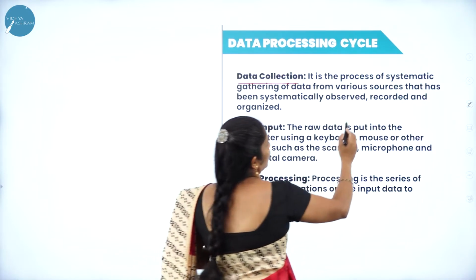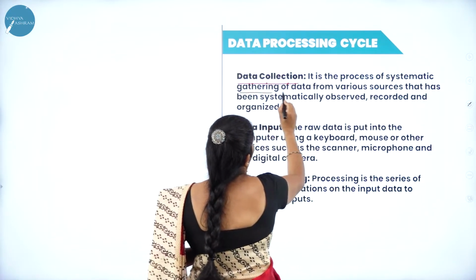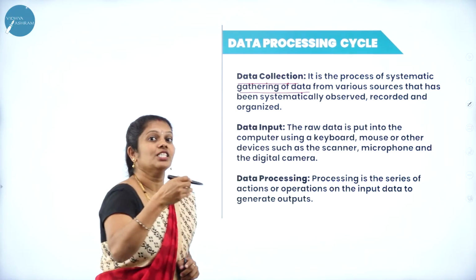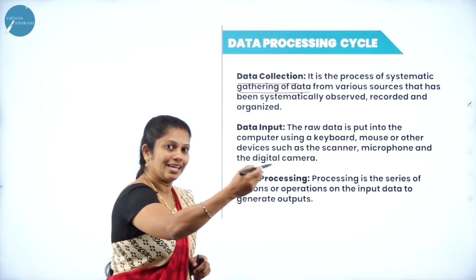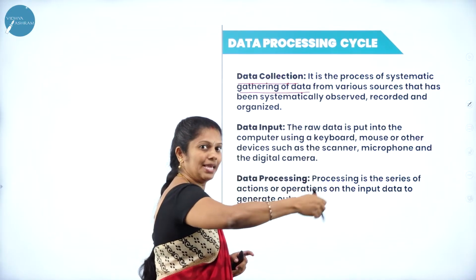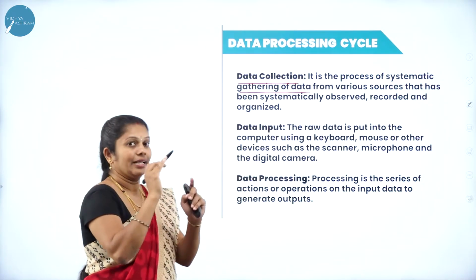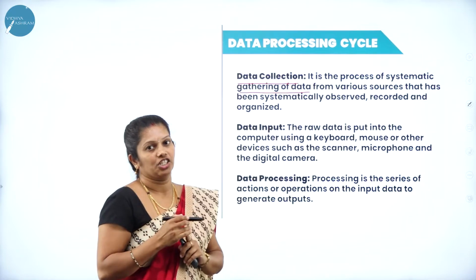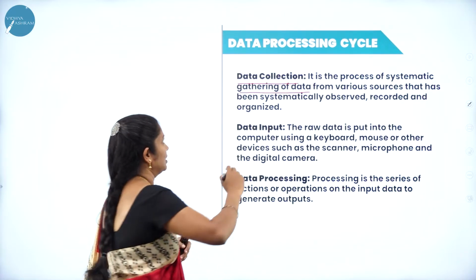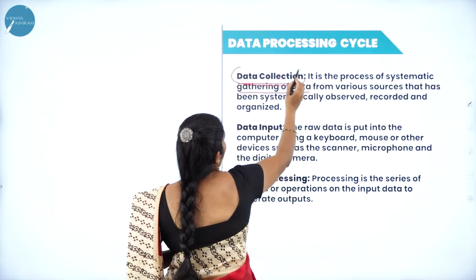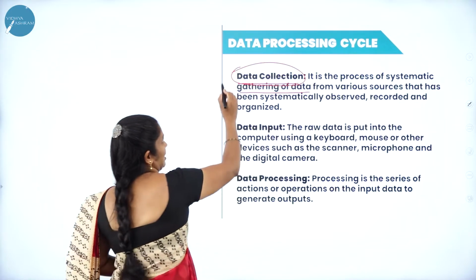It is a process of systematic gathering of data from various resources, where exactly the data is present. From various places, I have to collect the data, and it has to be properly cleaned, recorded, observed, then it has to be input for the processing. First stage, data collection, is completed. This is the first step.